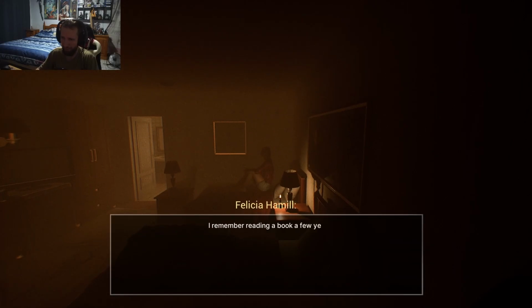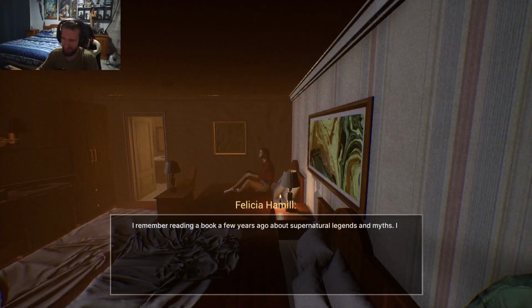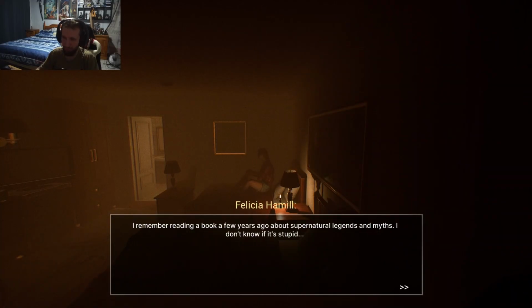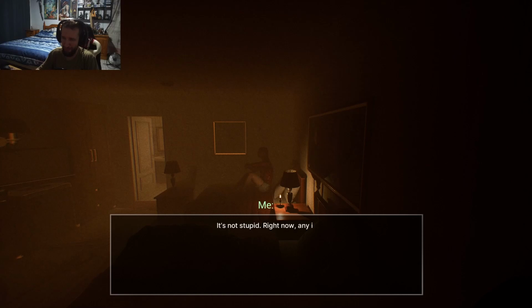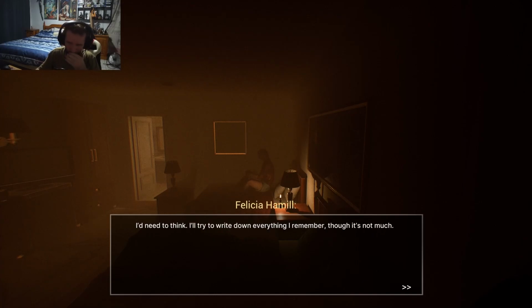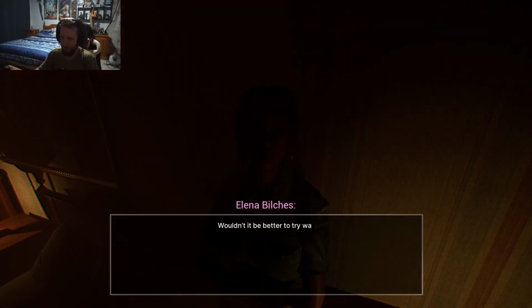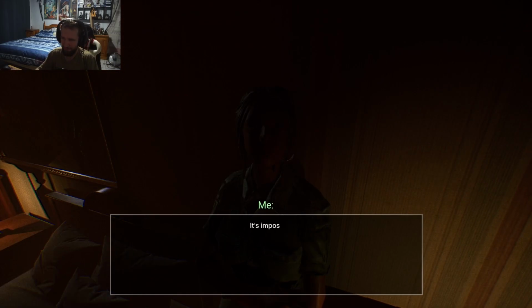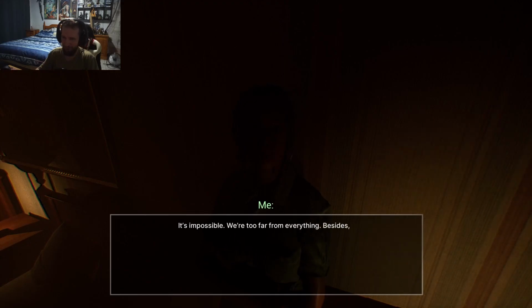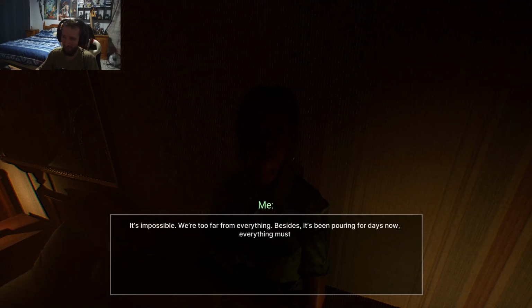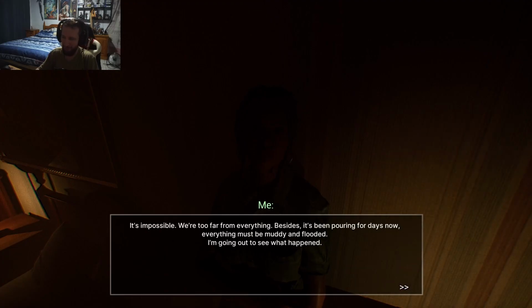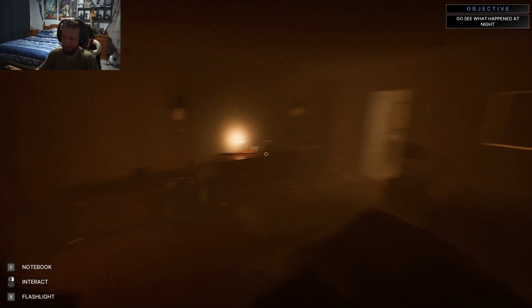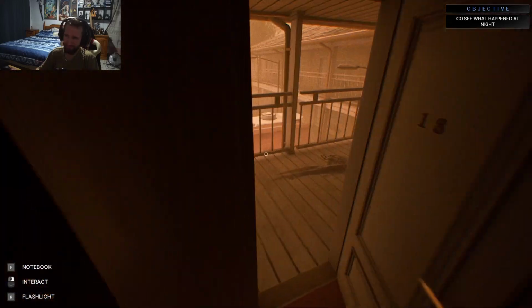I remember reading a book a few years ago about supernatural legends and myths. I don't know if it's stupid. It's not stupid. Right now, any information is very important. Do you remember anything from that book? I'll need to think. I'll try to write down everything I remember, though it's not much. Wouldn't it be better to try to walk out of here? It's impossible. We're too far from everything. Besides, it's been pouring for days now. Everything must be muddy and flooded. I'm going to see what happens. Right. Do I have to?